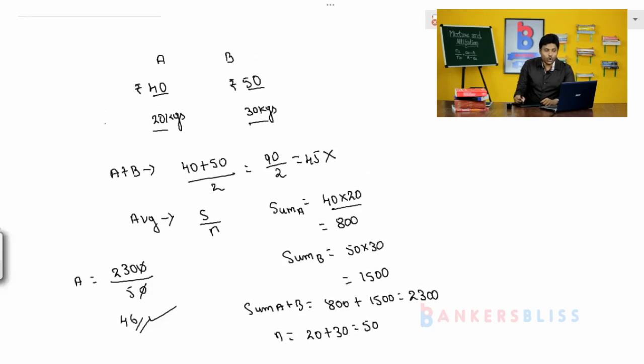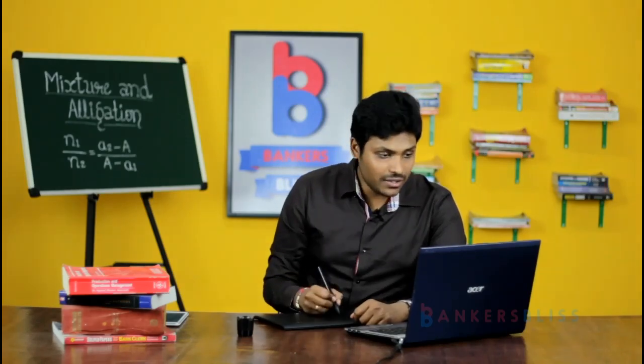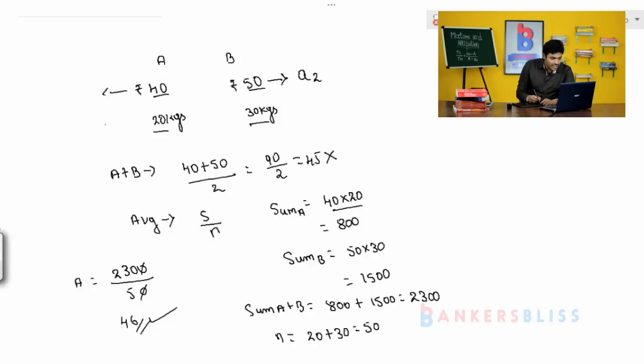See here, one thing you always have to do: consider the highest price as A2. If you are going to use this formula, then it is fine, but we are going to use different techniques to calculate. While using the different technique, you have to go with this method only. Because of that, I am telling you to consider the greatest average price as A2. Then the lesser average price as A1.